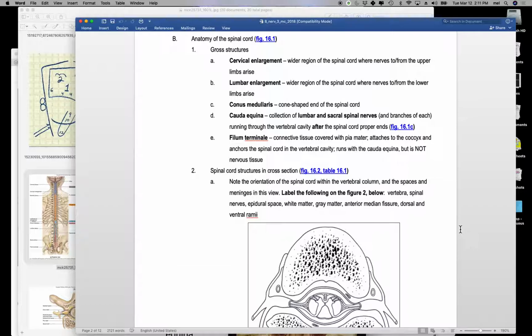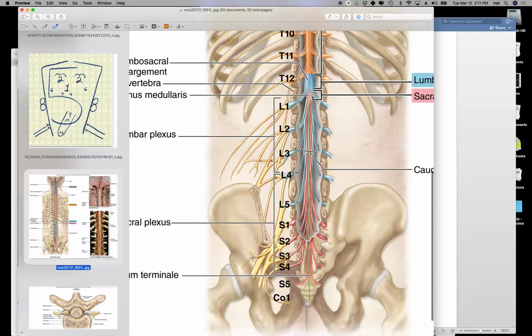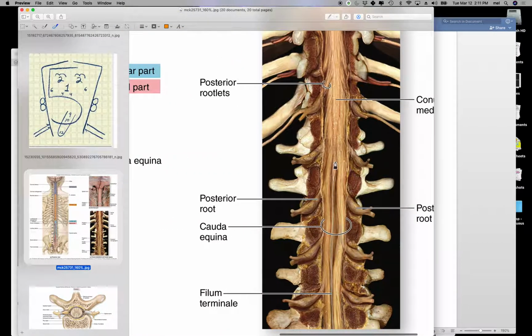And extending off the end of the conus medullaris is this one little string. Do you see that right there? It's got a slightly different shade and texture from the ones around it. And in this figure, it's represented in green. Do you see the green one going all the way down? That is called the Filum Terminale. And the Filum Terminale is not nervous tissue. It's connective tissue covered by pia mater.